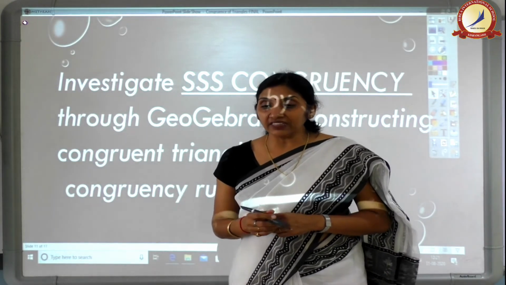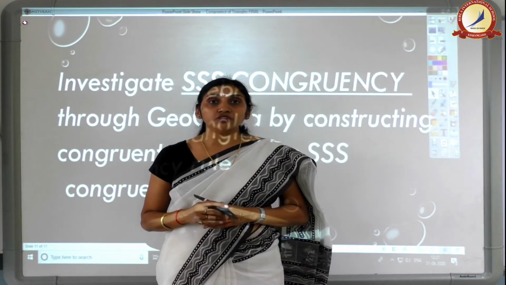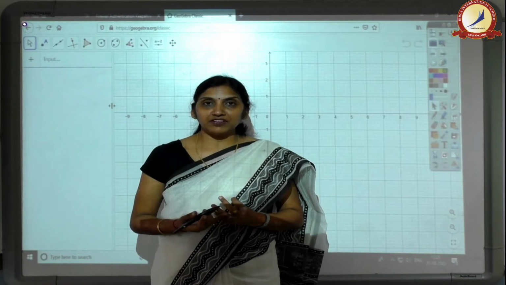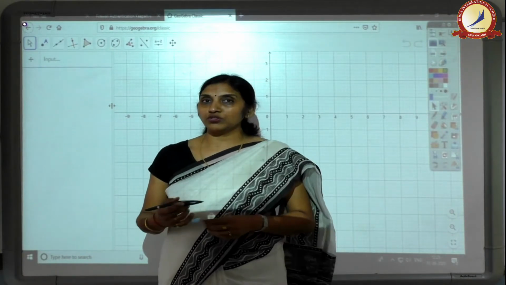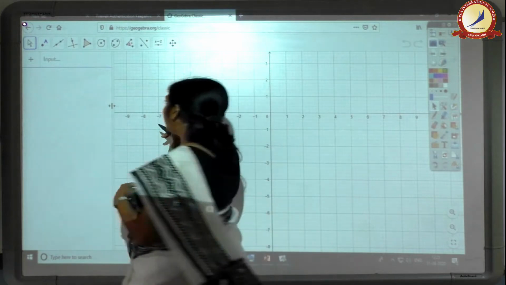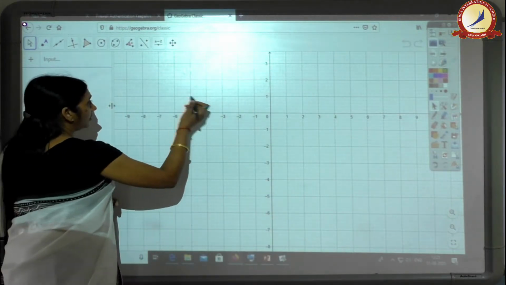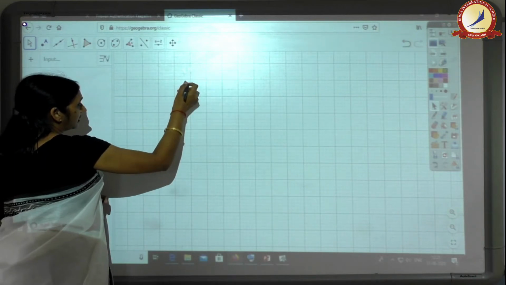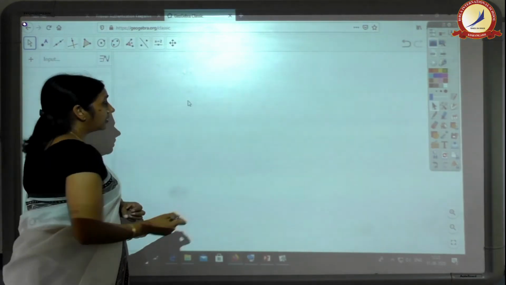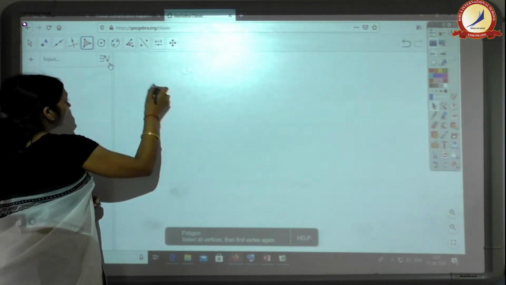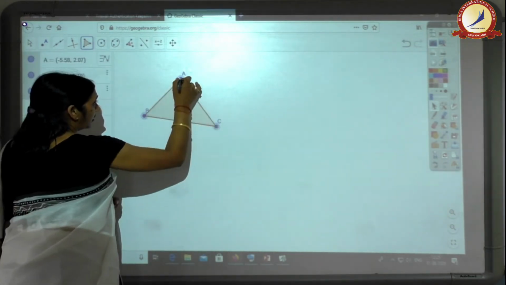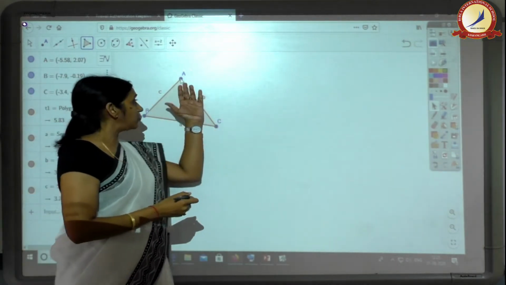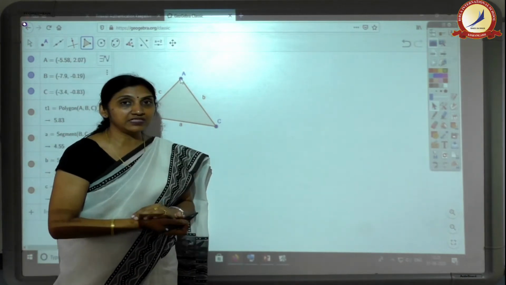Now, let us investigate this SSS congruency rule through GeoGebra software and prove its congruency. For that, open the GeoGebra interface. This is the graphical view and this is the algebra view. So, let me just remove the axis and the grid. Select the polygon tool to draw a triangle. Now, I have to construct a congruent triangle with respect to triangle ABC.